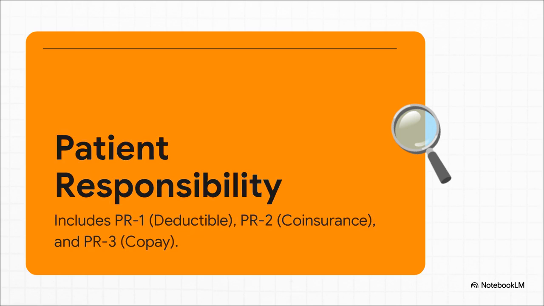But wait, what about the portion the patient does owe? That's where PR, or patient responsibility codes, come into play. You'll see PR1, which means the amount was applied to the patient's annual deductible. Then there's PR2, indicating coinsurance, that percentage of the allowed amount the patient shares. And finally, PR3, which is just a flat fee copay. As an AR associate, you have to identify these codes immediately so you know exactly why the payer didn't pay the full allowed amount and exactly what responsibility falls to the patient.